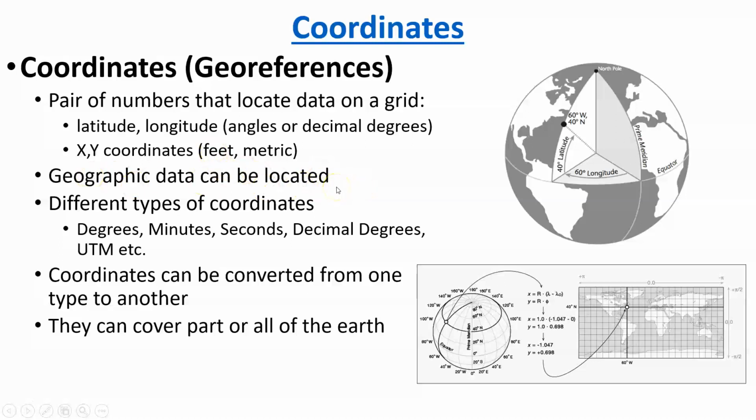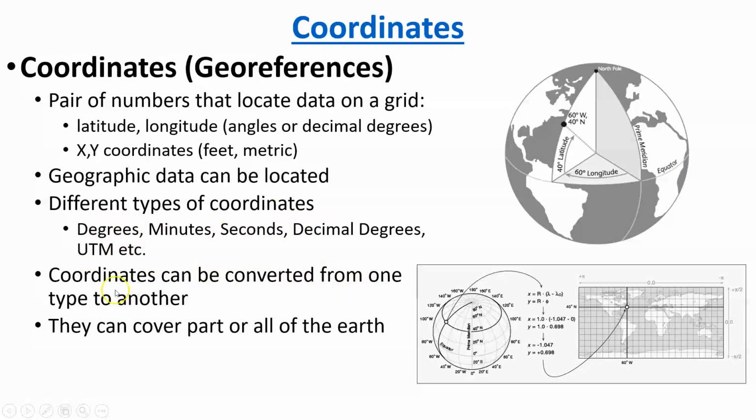That's a geographic feature. It could be a tree, it could be a fire hydrant. There are different types of coordinates. Like I mentioned, we have degrees, minutes, and seconds. So this is a more accurate version of the angular units. We have also decimal degrees, which is a transformed version of DMS. And we also have the UTM system, which works with the Universal Transverse Mercator projection.